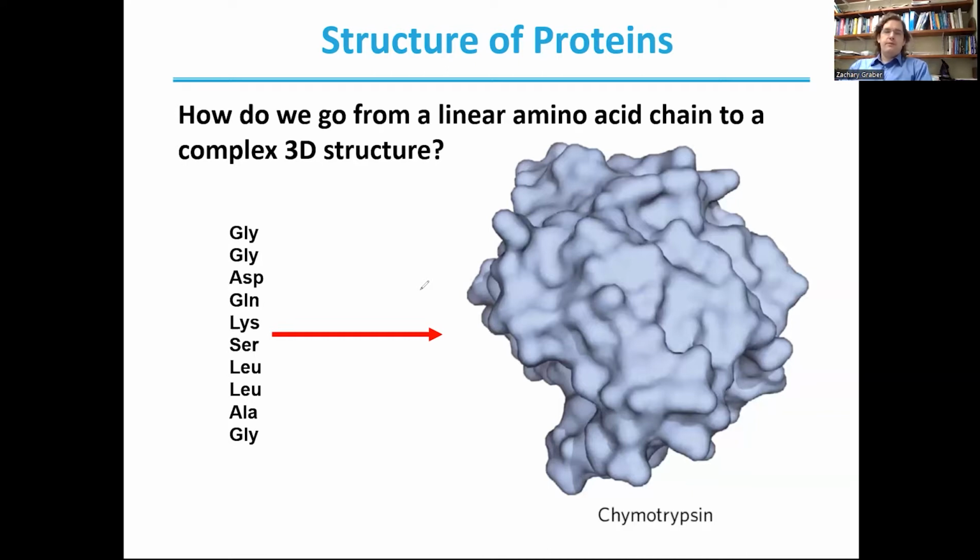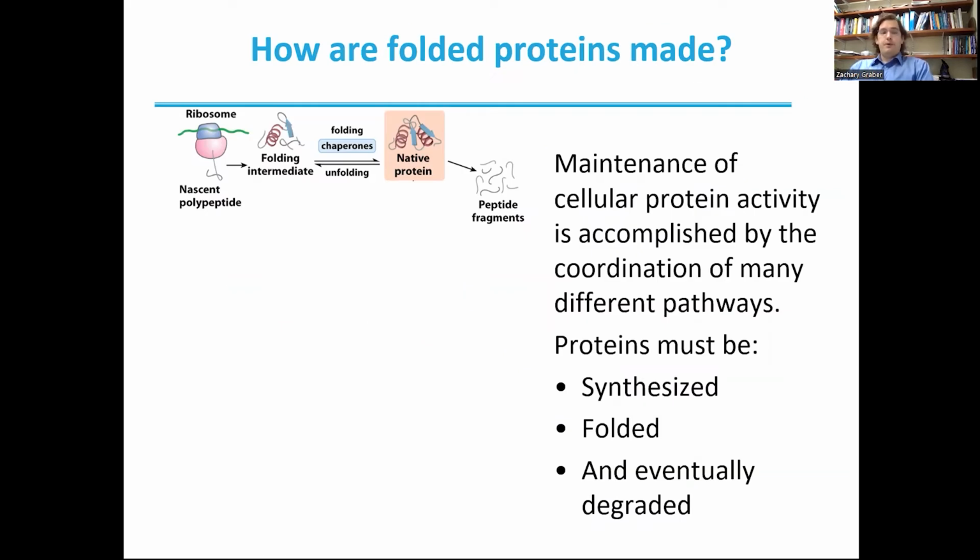This is called protein folding, right? It's how we go from a linear amino acid chain to that complex 3D structure. So how are folded proteins made? Now, of course, our protein synthesis process starts with the ribosome, right? So the ribosome uses our mRNA to synthesize our peptide sequence based on the RNA sequence, which of course came from our DNA sequence. Now, of course, the initial product is just a chain of amino acids.